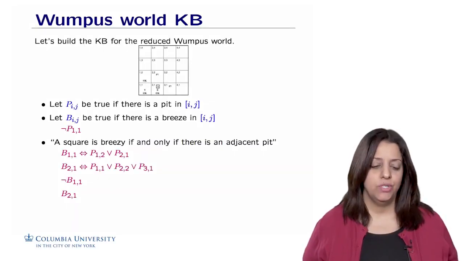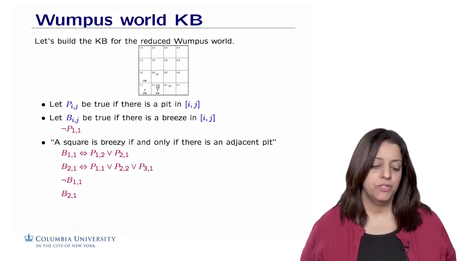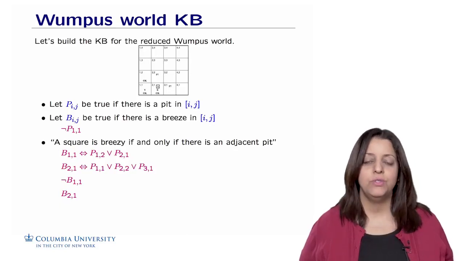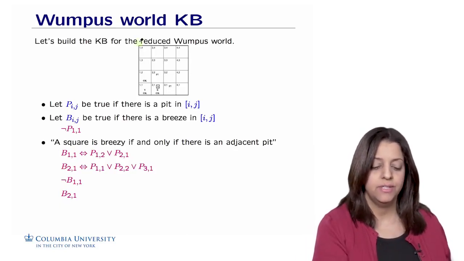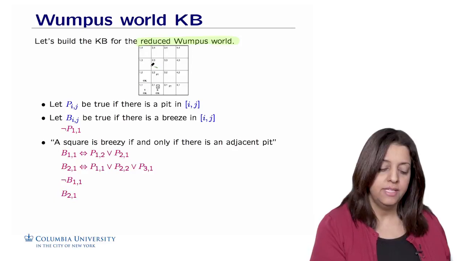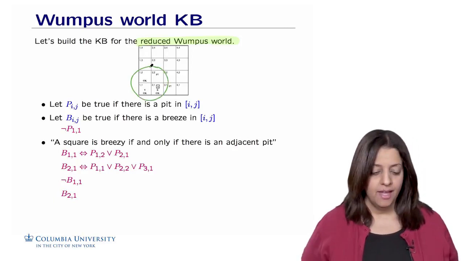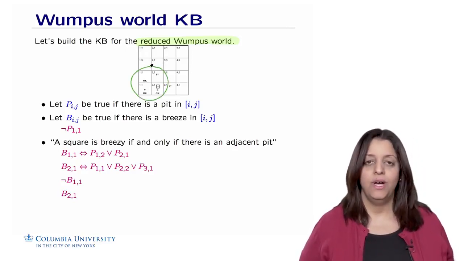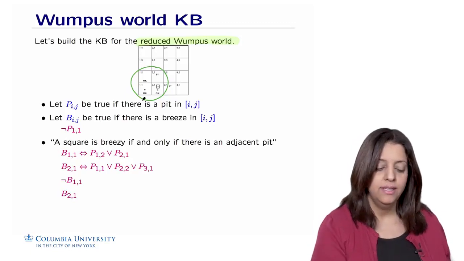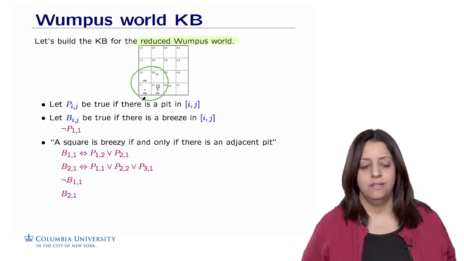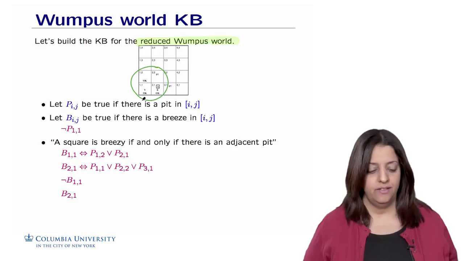Now let's revisit the Wumpus world and build the knowledge base for the reduced Wumpus world. What we call reduced is when the agent is exploring this bottom left corner of the cave. So the agent starts at position 1,1, which is column 1, row 1. And we know that this square, or this room, is safe.